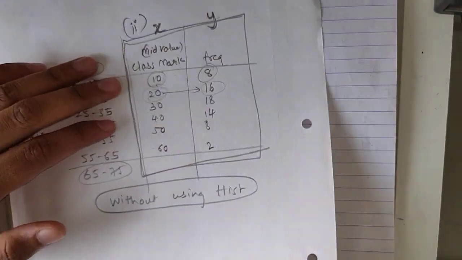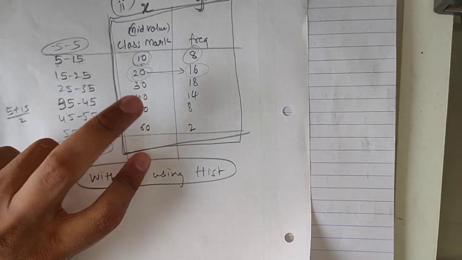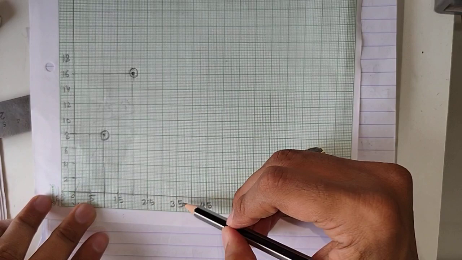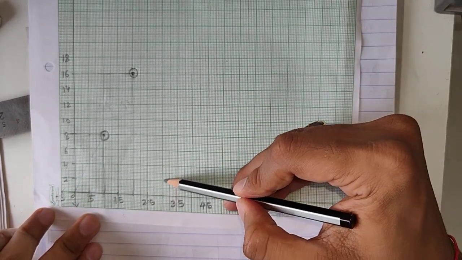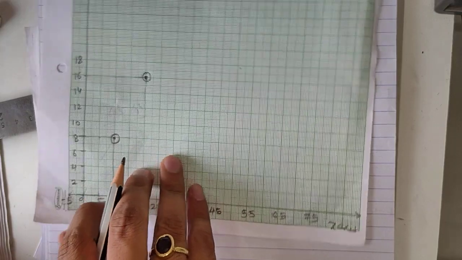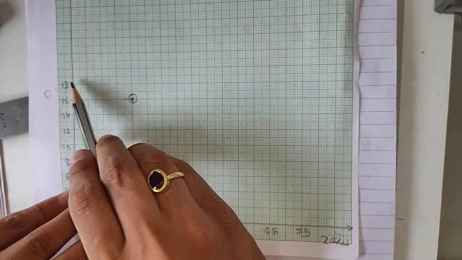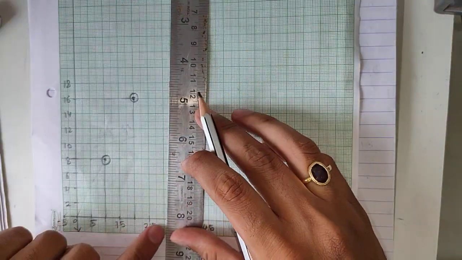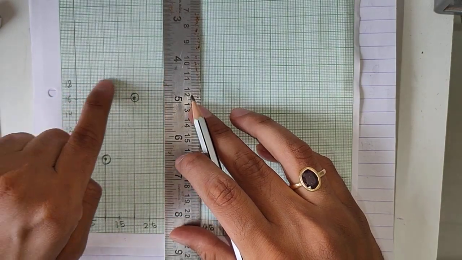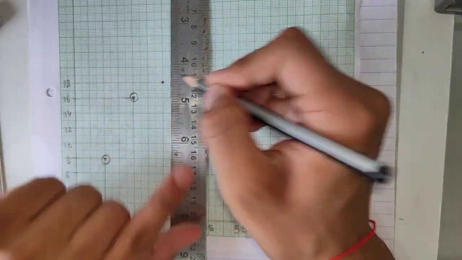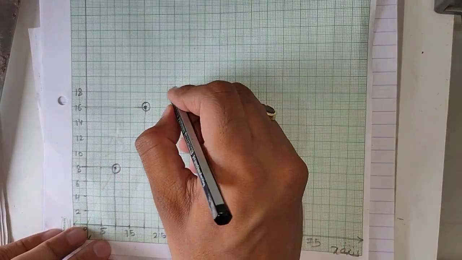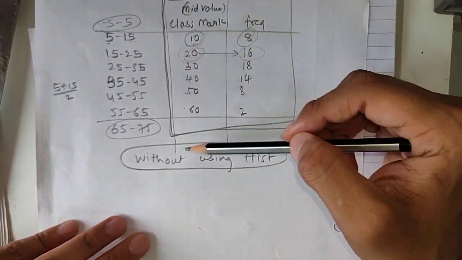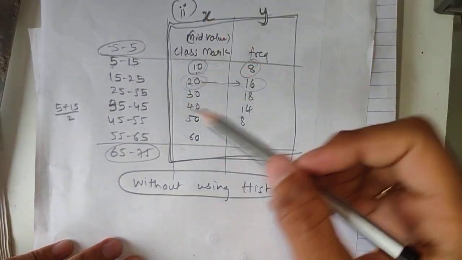Next is 30 and 18. This is the x-axis and this is the y-axis. So 30 on the x-axis and 18 on the y-axis. 30 is between 25 and 35. The value was 18, which is the topmost line. So this is the 30 line, and this is 18. So it should be here. The next point is here. So you are understanding how important these mid values are. Using only these mid values we are plotting the graph.